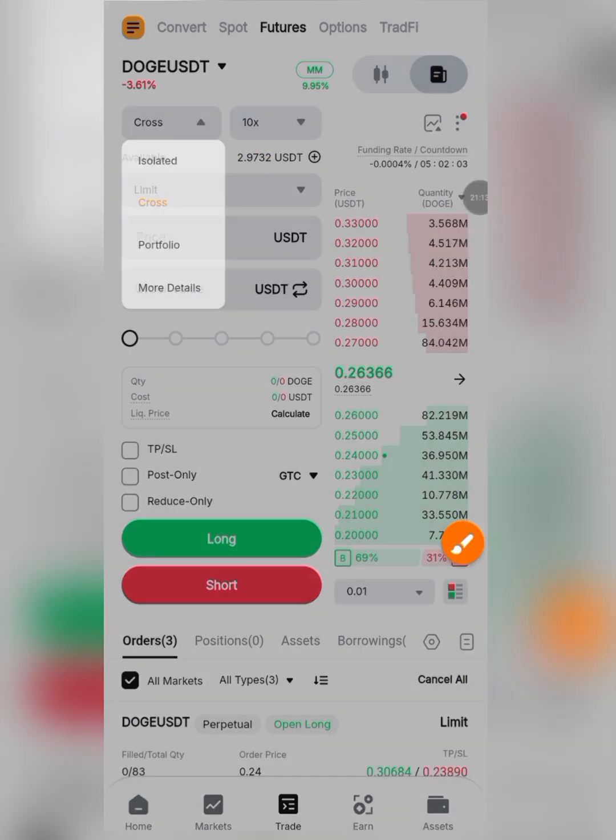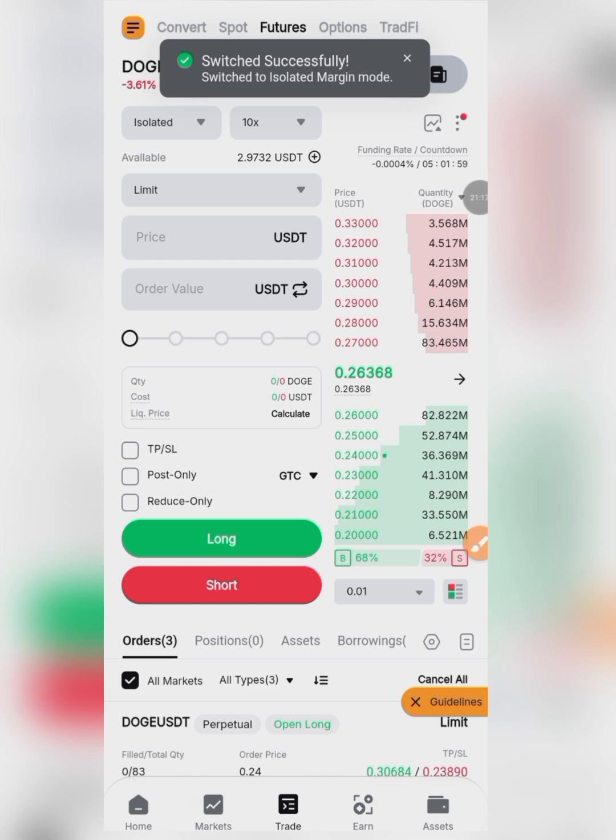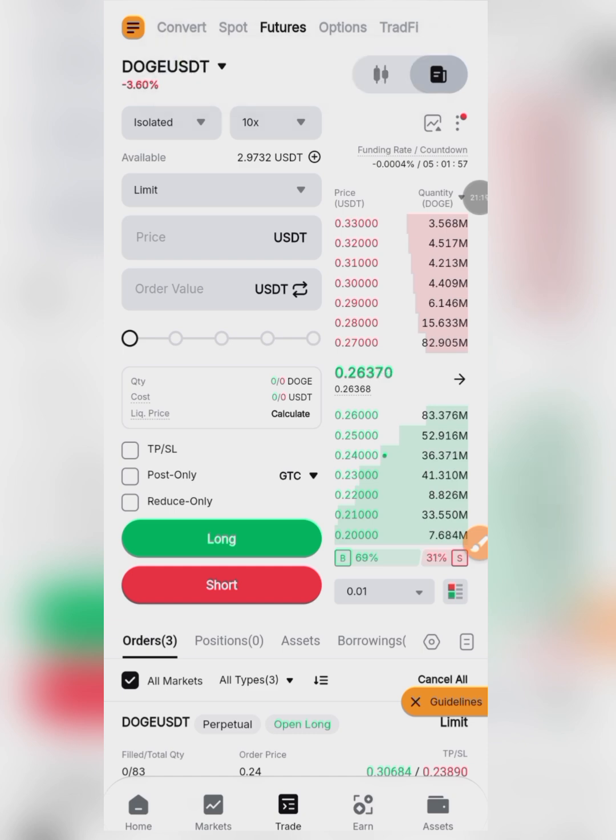But for now, as a beginner, I always advise you to use isolated, so you'll be mindful of the risk you're taking. Okay, so that is it.